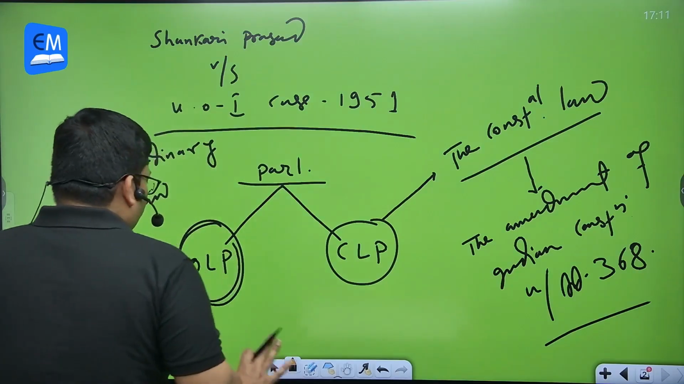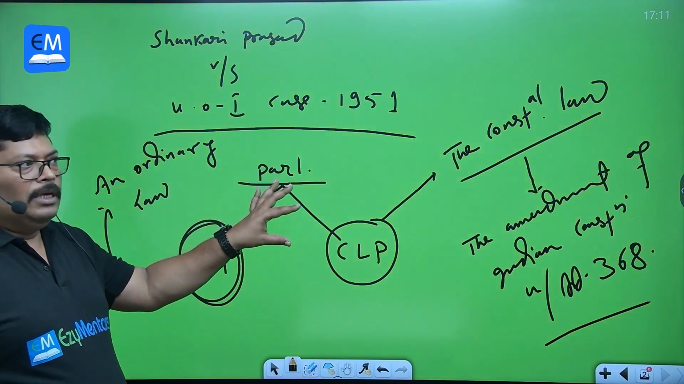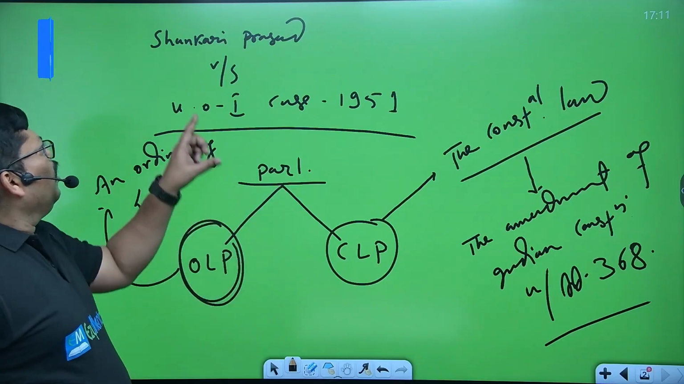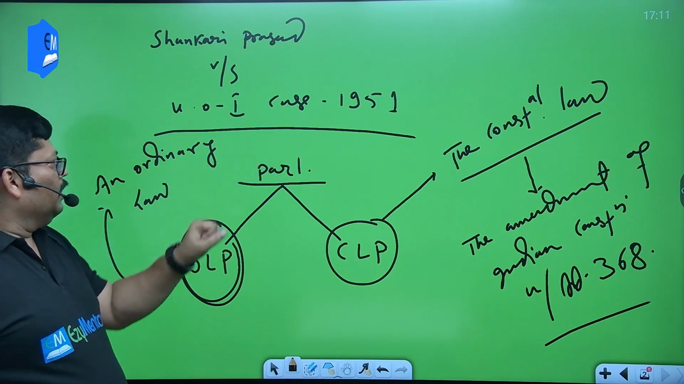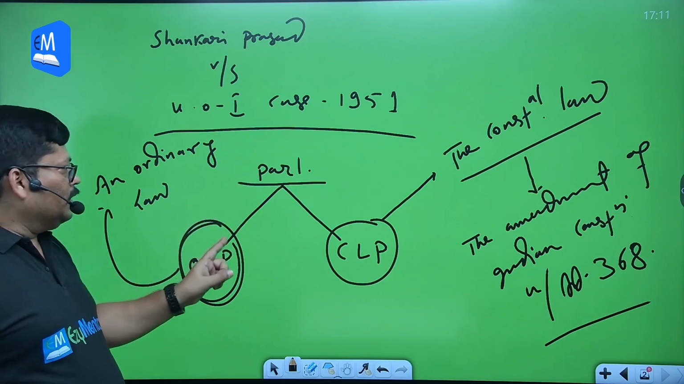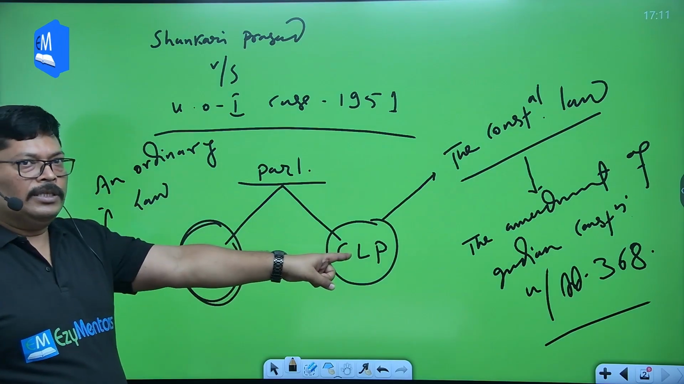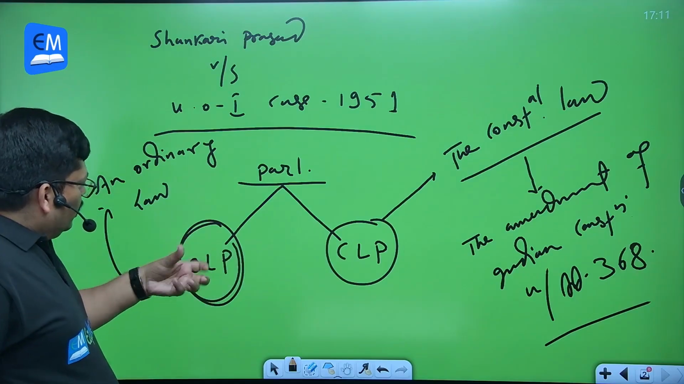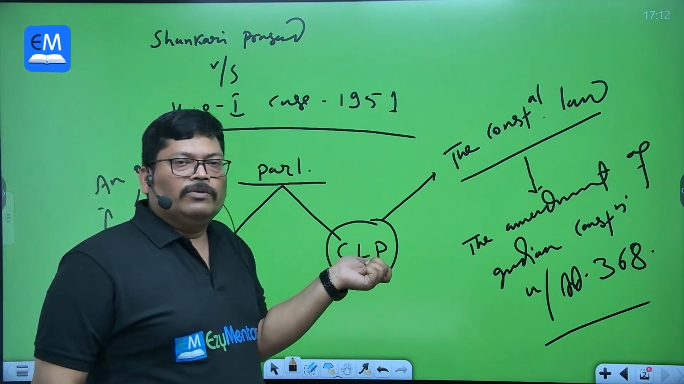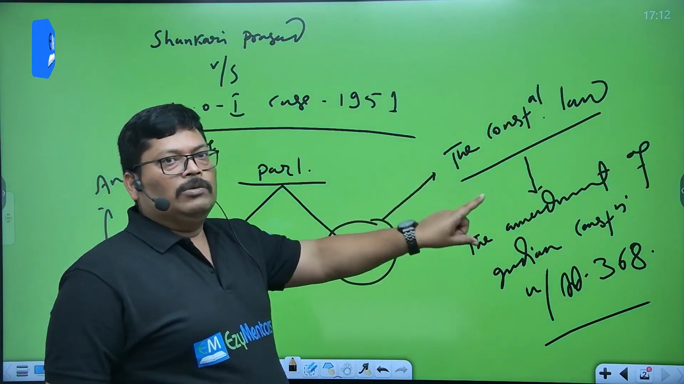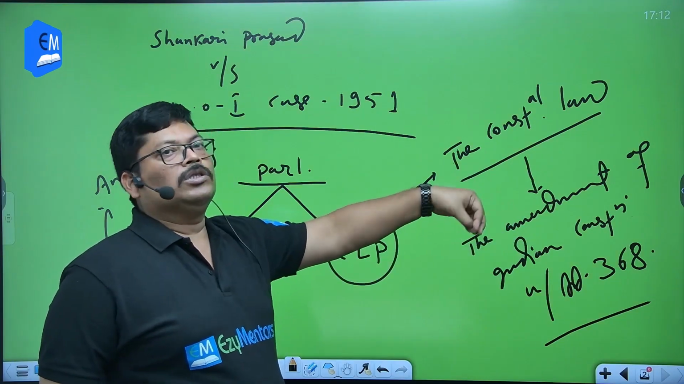So, in simplest possible terms, you can say that the Supreme Court had clarified in the Shankari Prasad versus Union of India case, 1951, that the Parliament of India enjoys two sets of power. One is the ordinary legislative power and the other is the constituent legislative power. The result of ordinary legislative power is ordinary law, and the result of constituent legislative power is constitutional amendment under Article 368 or a constitutional law.